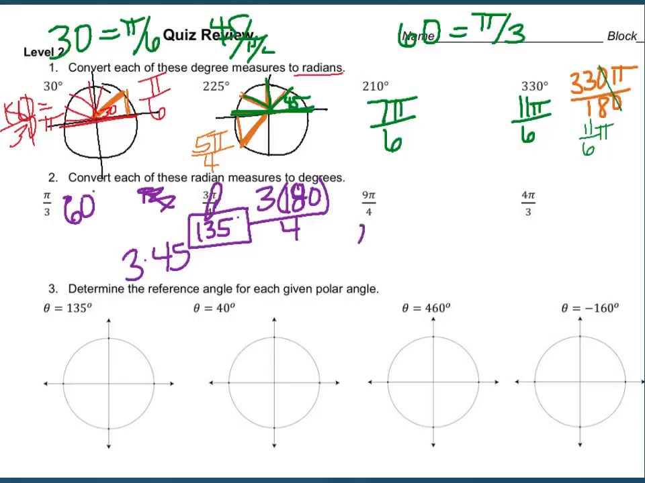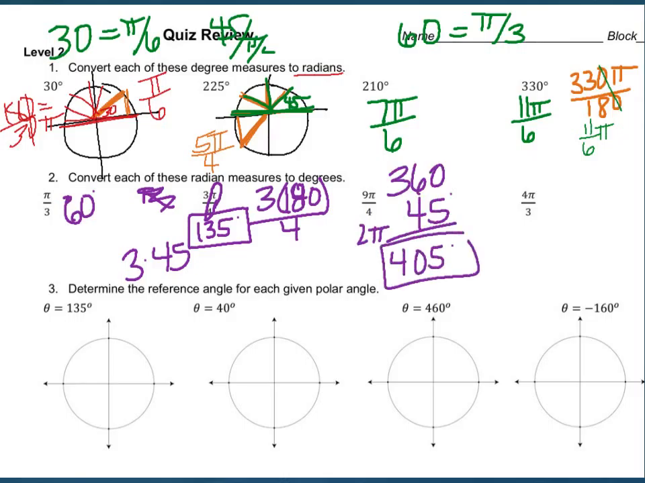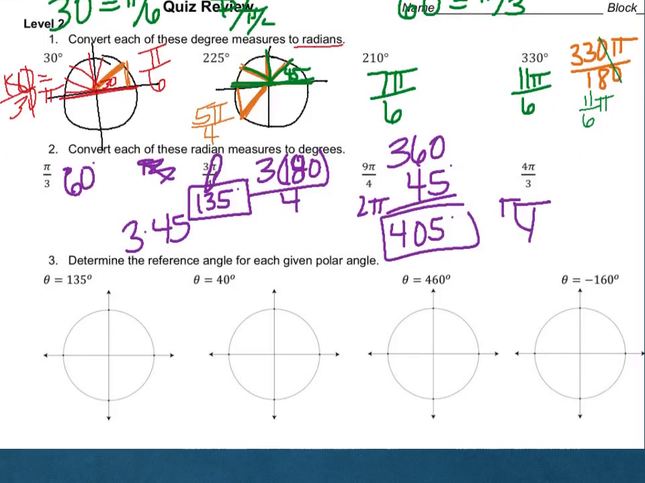Now 9 pi over 4 is the 2 pi and another 45-degree angle. So it's actually 360 degrees plus the 45. So we have 405 degrees. 4 pi over 3 is 1 pi plus another third. So 180 plus 60 will be a 240-degree angle.